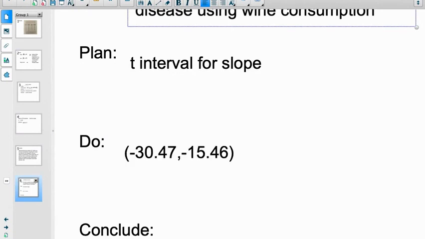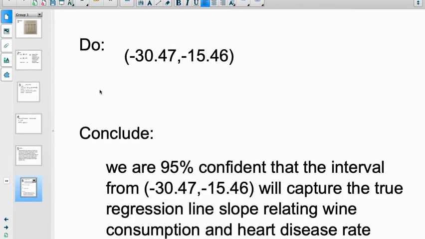So there's our interval, and then our conclusion. We are 95% confident that the interval from negative 30.47 to negative 15.46 will capture the true regression line slope relating wine consumption and heart disease rate. So we're 95% confident that it's going to be somewhere in there.